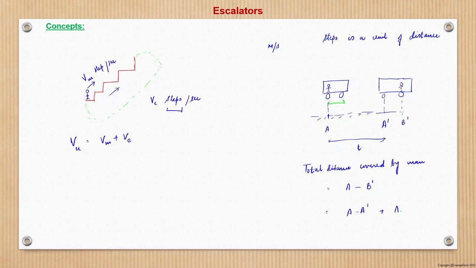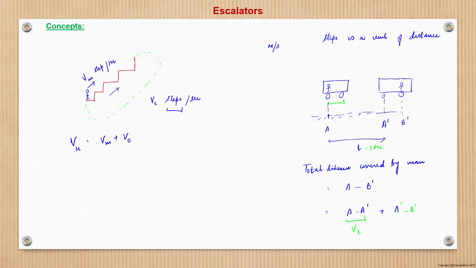So A dash to B dash is the distance covered by the man. Now A to A dash is the distance covered by the bus in t seconds. Let us assume that t is 1 second. So A to A dash becomes the speed, and we can say that this is nothing but the speed of the bus.